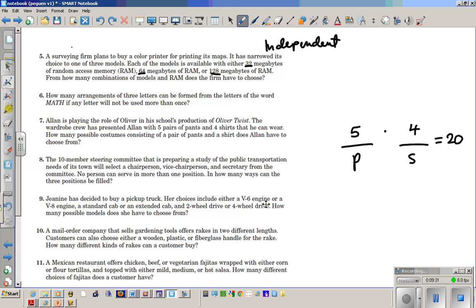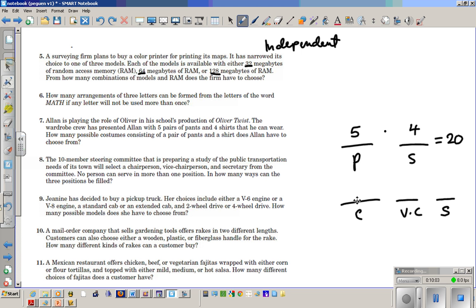It says a 10-member steering committee that is preparing a study of the public transportation needs of its town will select a chairperson, vice chairperson, and secretary for the committee. No one person can serve in more than one position. In how many ways can the 3 positions be filled? So this is going to be a dependent situation. We have 3 spots that we want to fill. We want to fill the chairperson spot, the vice chair, VC, and then the secretary.